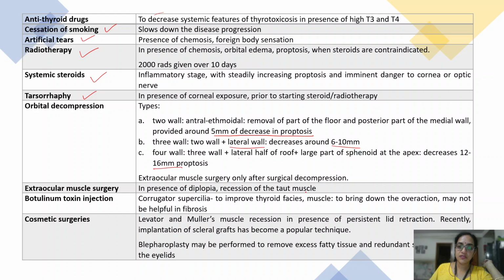So what is the principle here? Whichever is the taut muscle, you have to recess it. Botulinum injection can be given into corrugator supercilii to improve thyroid facies and into the particular muscle to bring down the overaction. Once the fibrosis has set in, this may not be very helpful. Cosmetic surgeries include levator and Muller's muscle recession in the presence of persistent lid retraction. You can even implant scleral graft, blepharoplasty to remove excess fatty tissue or redundant skin from the eyelids. So there are different treatment options available and you have to tailor them according to the needs of the patient.